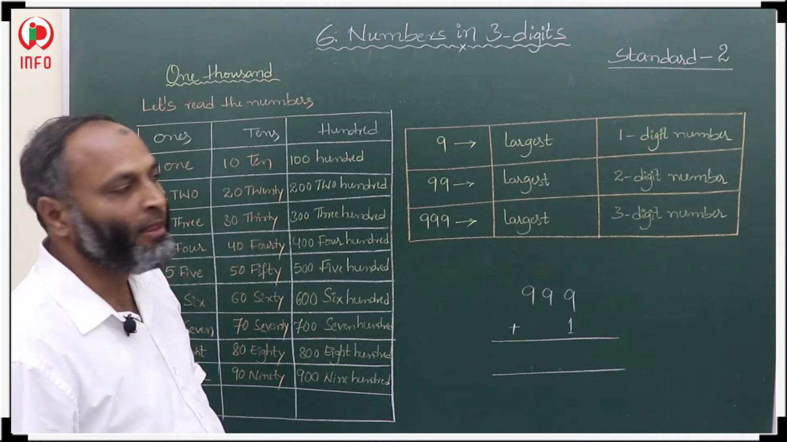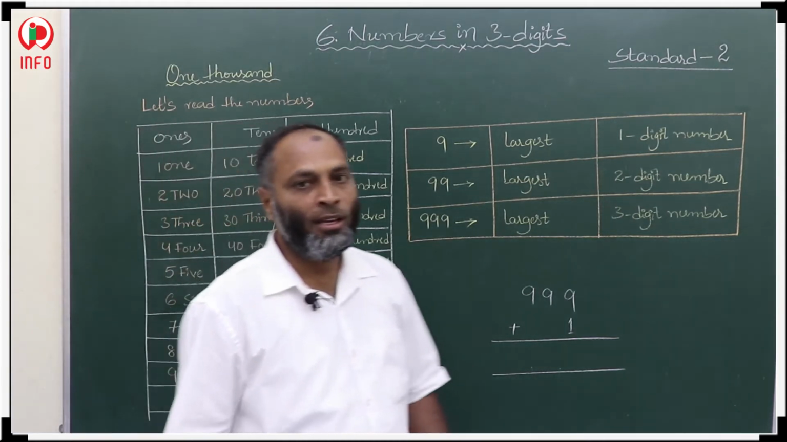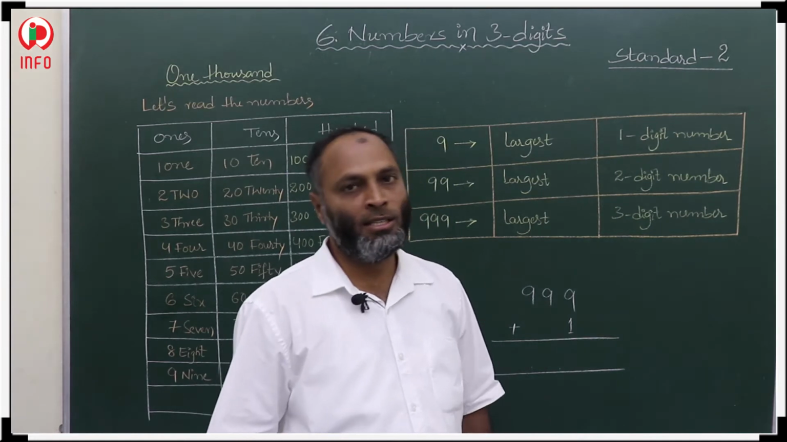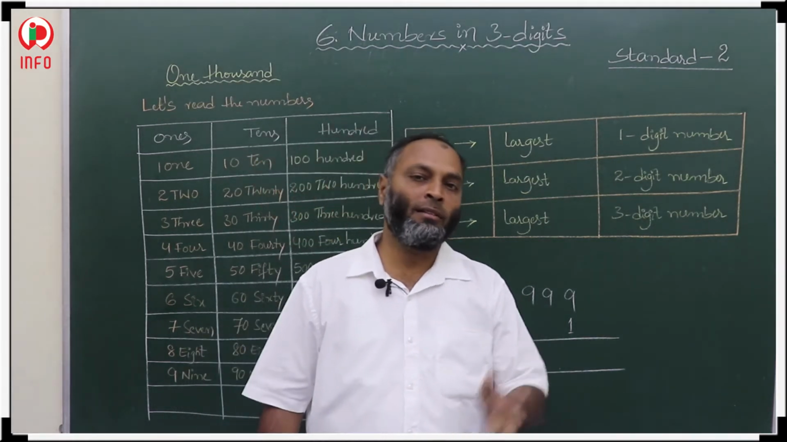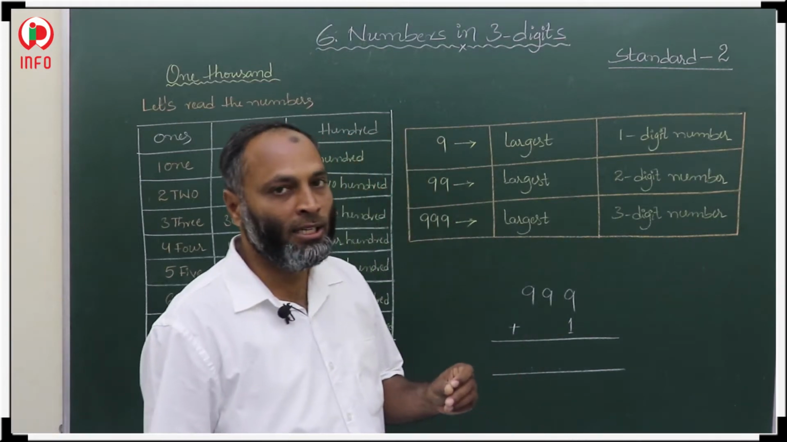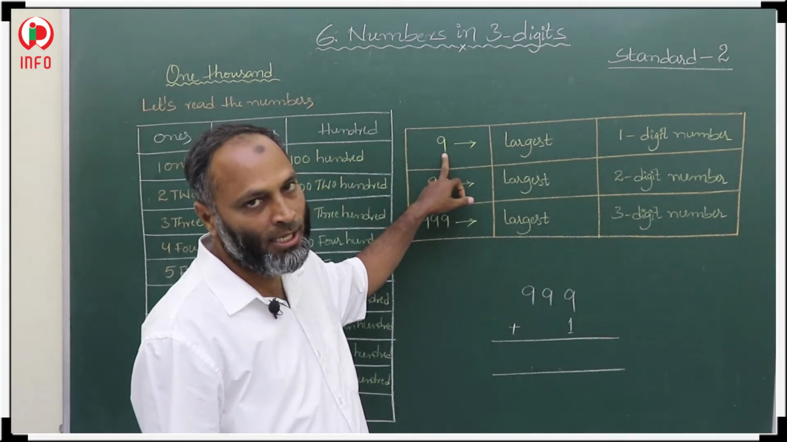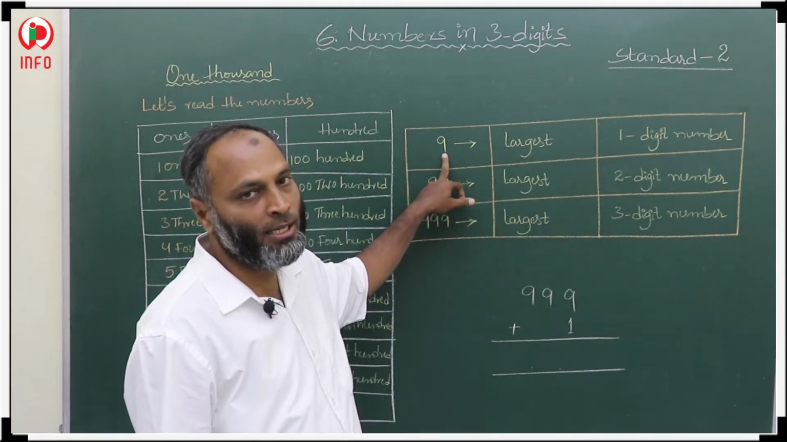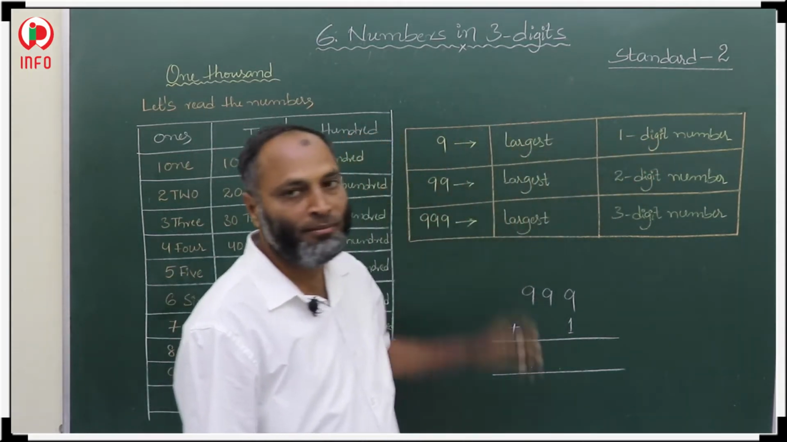Okay, then after that, see here, largest number. We are going to discuss about largest number. What is the largest single digit number, double digit number, and three digit number? In a single digit number, what is the largest single digit? 9. 9 is the largest single digit number.